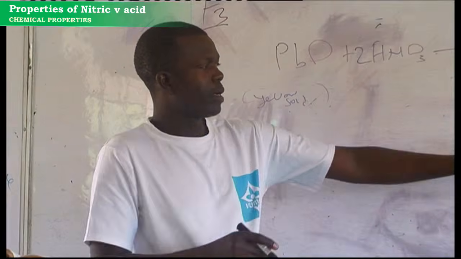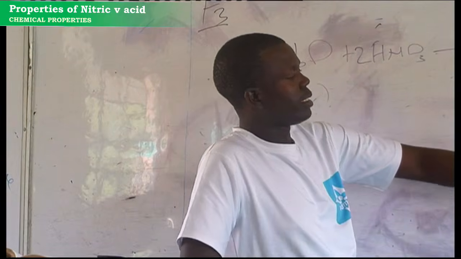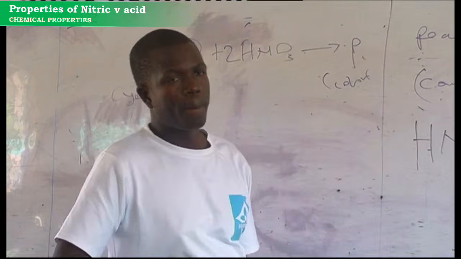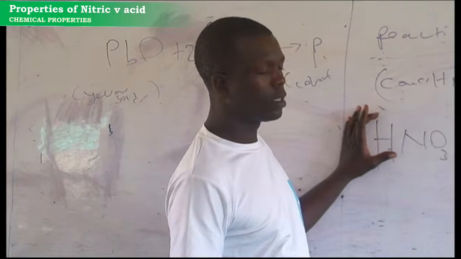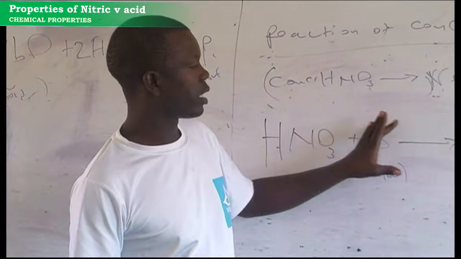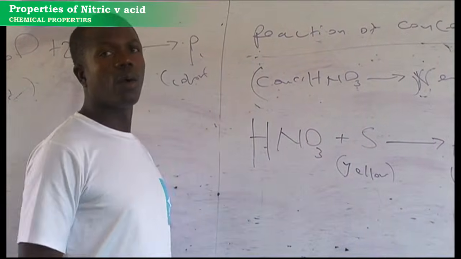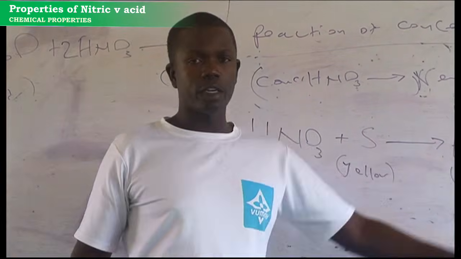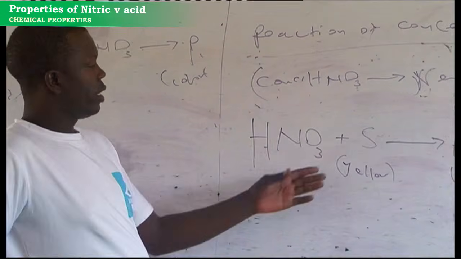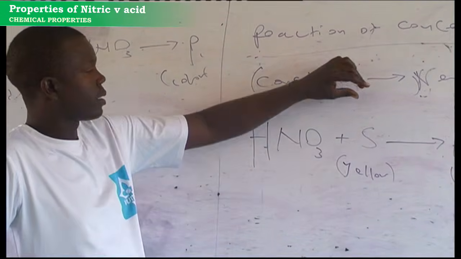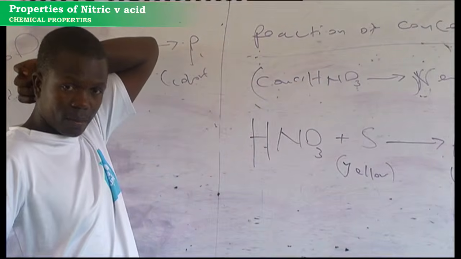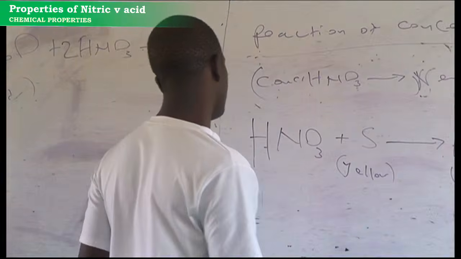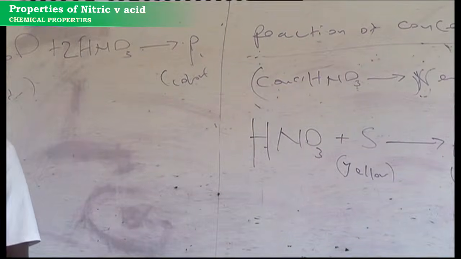So in exams you can be asked to identify the oxidizing agent. You will say that it is nitric acid. The reason is because it oxidizes yellow solid sulfur to sulfuric acid, while it is being reduced to brown fumes of nitrogen dioxide. The reducing agent in the experiment here is sulfur, because it reduces nitric acid to brown fumes of nitrogen dioxide. That is very, very important.